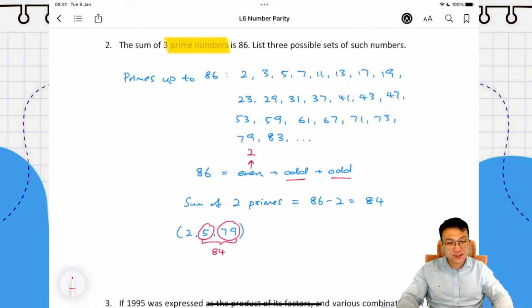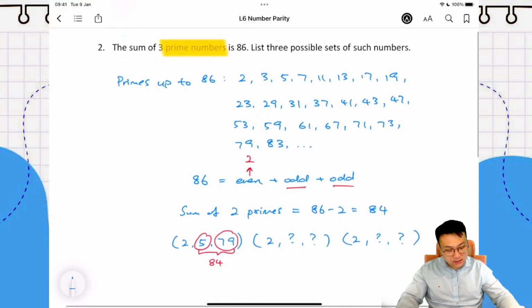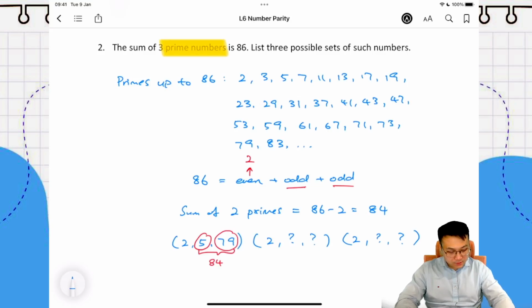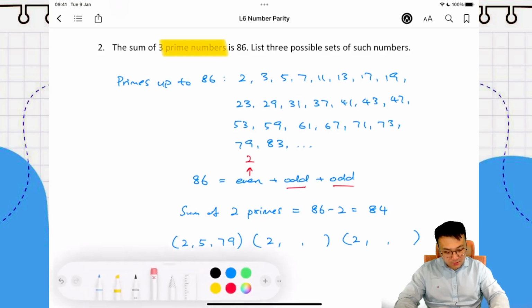Why not you guys help me to find the other two sets. The other two sets of numbers. I know that the number 2 is definitely going to be in there. And then you have to find the other two prime numbers that add up to 84. Okay, students, type your answer in the chat. Let me see. Now, students, there can be many different answers, okay? As long as all the numbers you use are prime numbers and they all add up to 86.